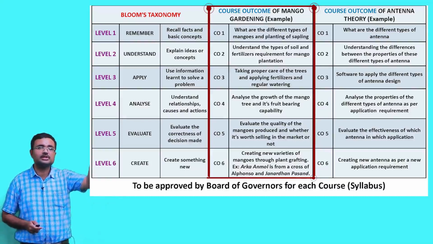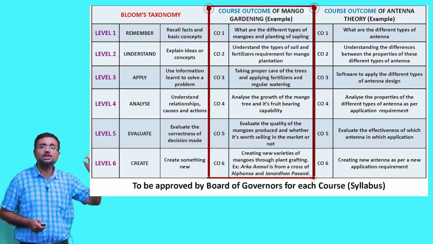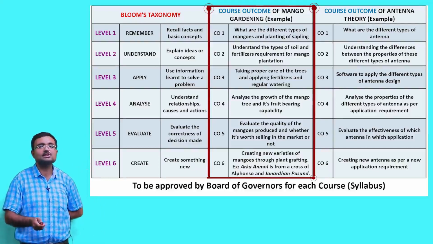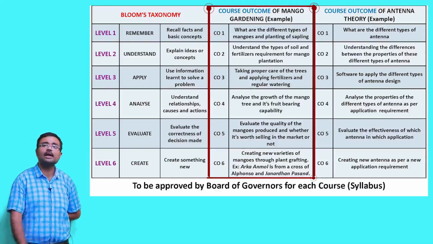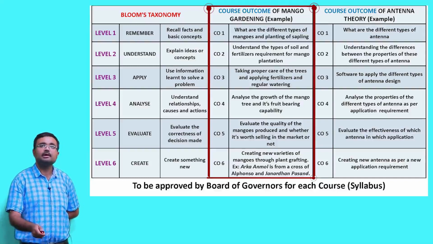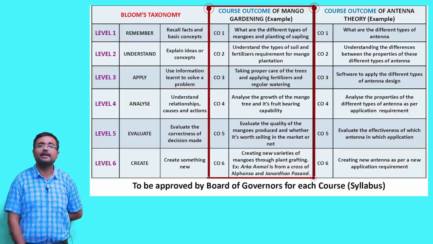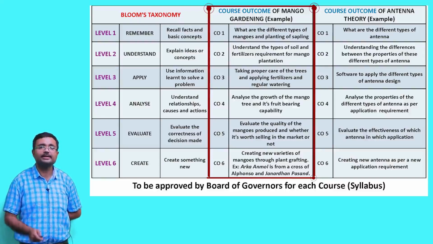Bloom's taxonomy has 6 levels. Let us have 6 course outcomes, in short COs. Course outcomes, making it short, COs. 6 course outcomes or 6 COs. So, let us see what those are in mango gardening, for example. Remembering: the first, CO1, should be the different types of mangoes and planting of saplings. This is the CO1 of the course mango gardening.